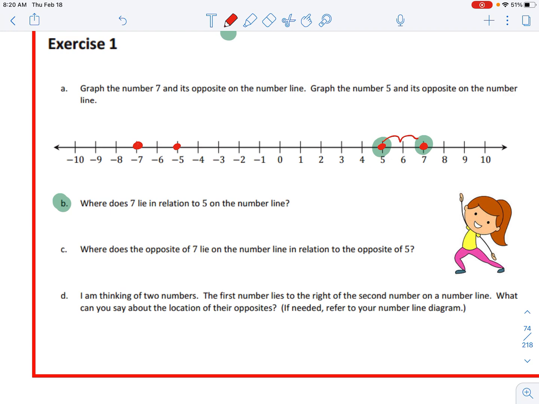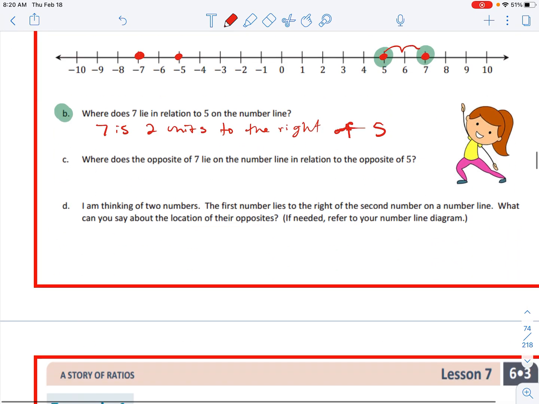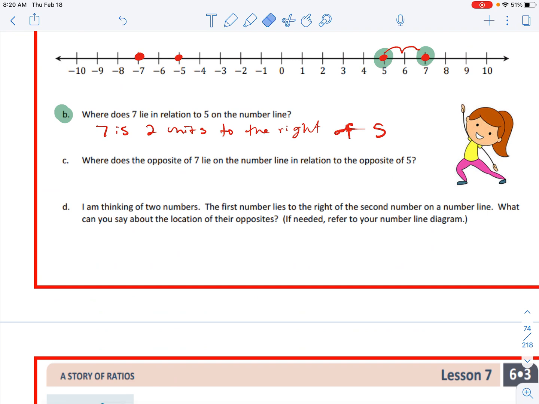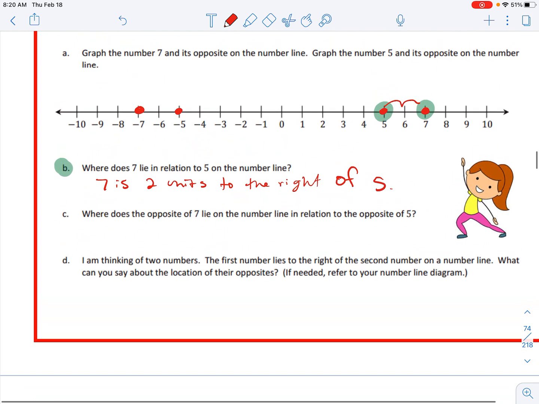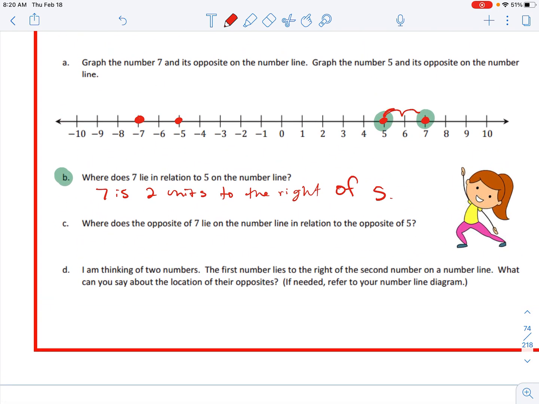Okay, so we would write 7 is 2 units to the right of 5. Sorry for that ugly writing. Okay, and that is true. We have 2 units in between those 2 numbers.